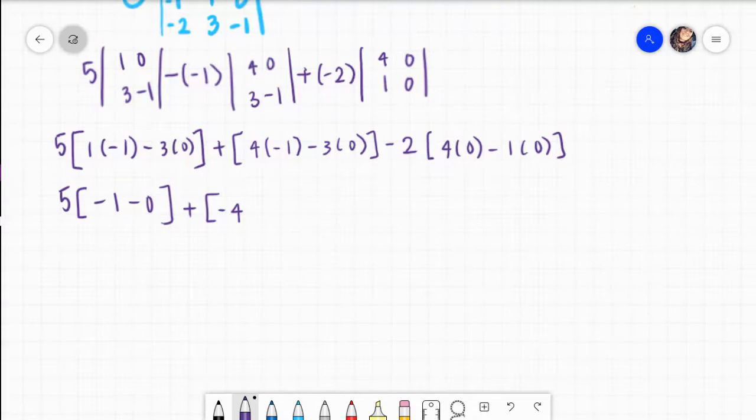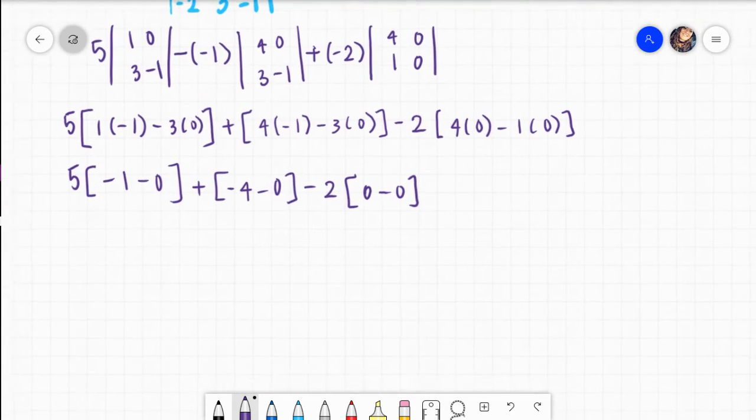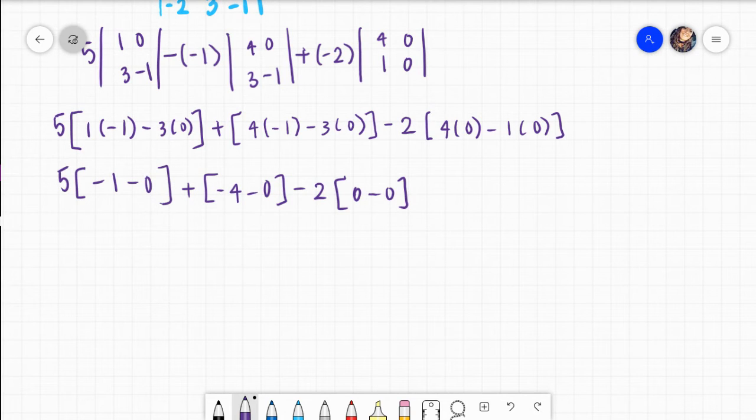Signs are different, so it's negative. 3 times 0 is 0. And then we're going to subtract 2 times 4 times 0, which is 0. 1 times 0 is 0. If you notice, having these zeros really comes in as a big help. Just continuing to solve this problem.